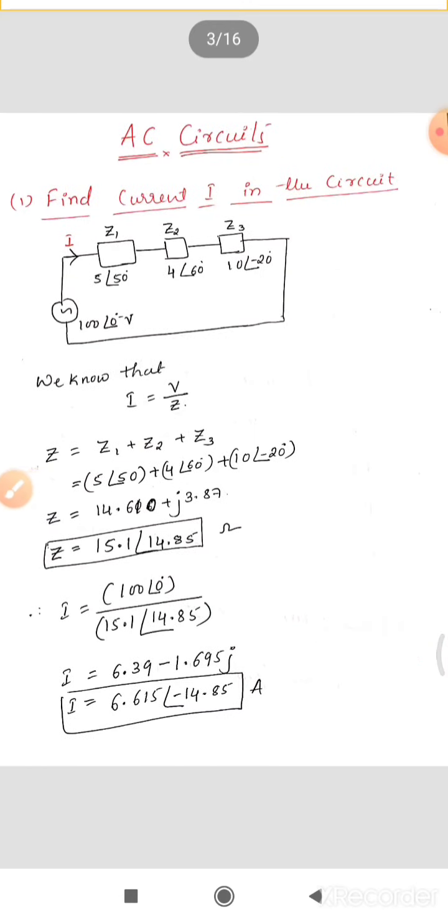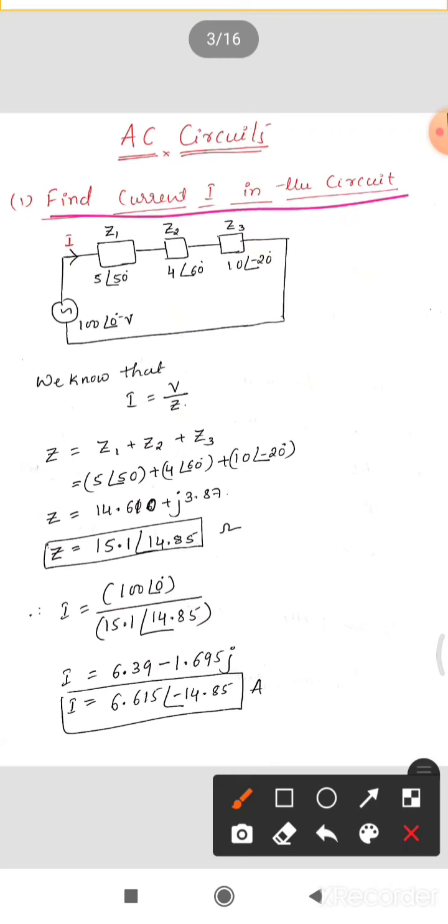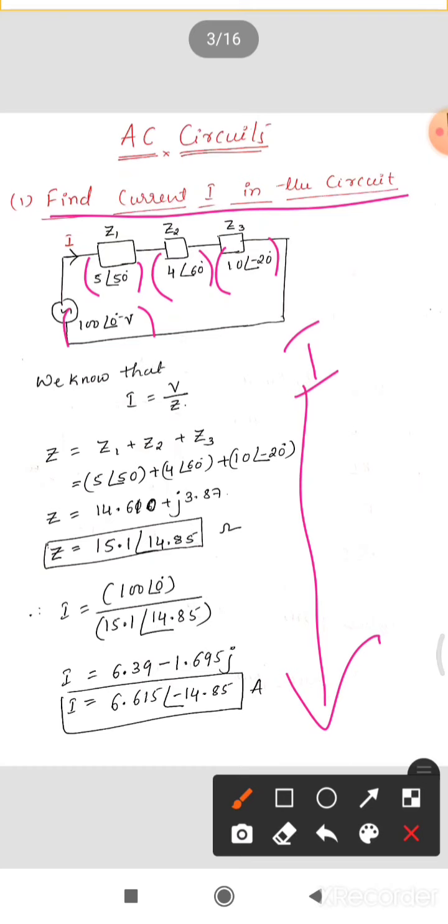Let's take a simple example of how to deal with these AC circuits. Whatever techniques and methods we used to apply for DC, the same techniques we are going to apply. The only difference is that these values are in polar form, or it may be rectangular form. We have to consider these forms throughout the calculation and give the result in this form only. That is the only difference. Other than that, the applying method, the techniques, and the procedure remain the same.